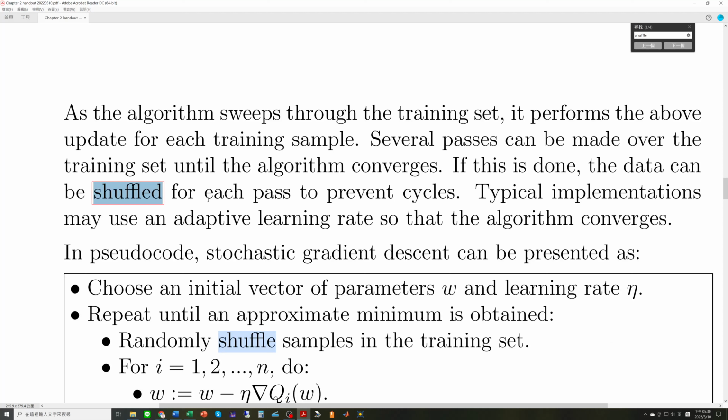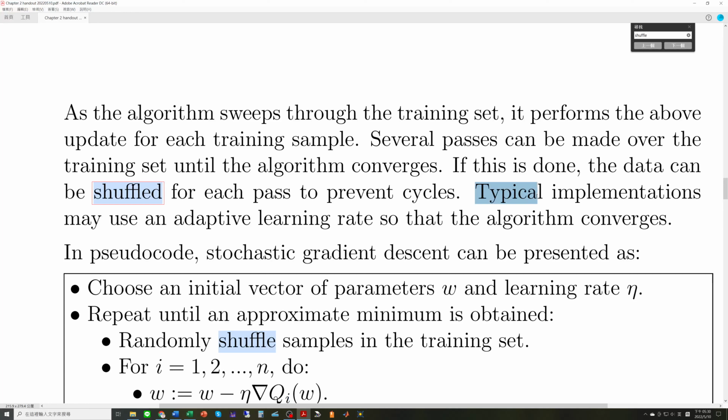So be shuffled for each pass to prevent cycles, or prevent the loops. You know when you write a computer program, sometimes you will write a loop, for example, a for loop. If you do not write your computer program correctly, then you will produce an infinite loop.